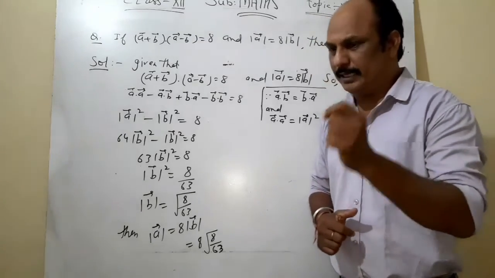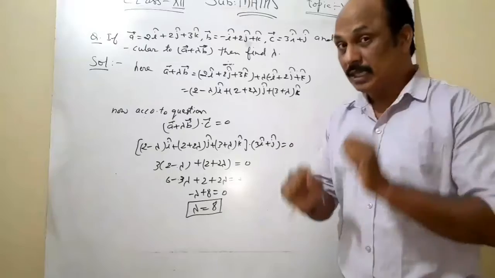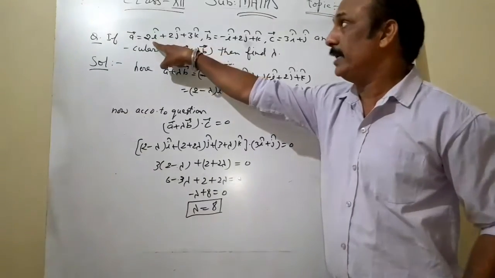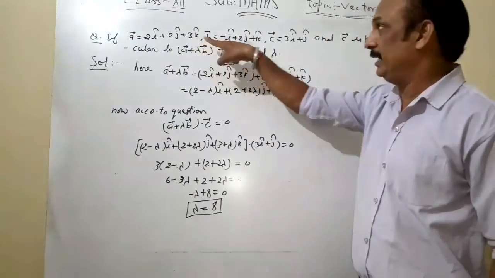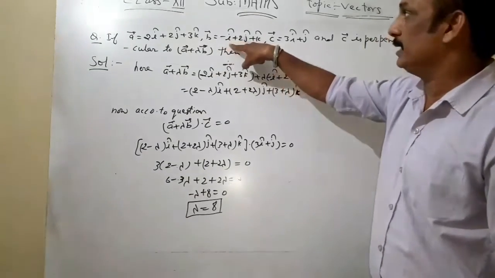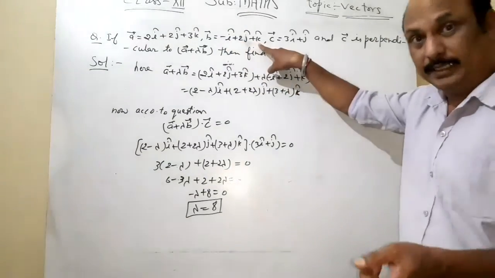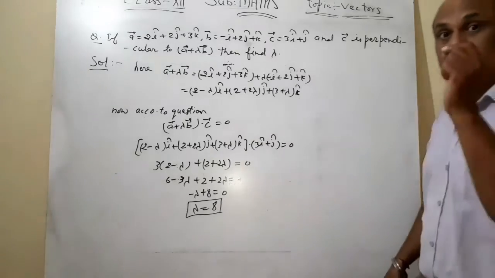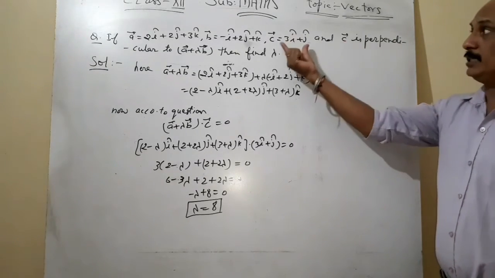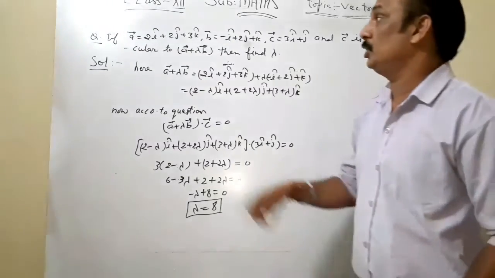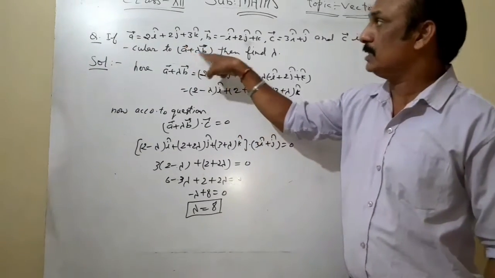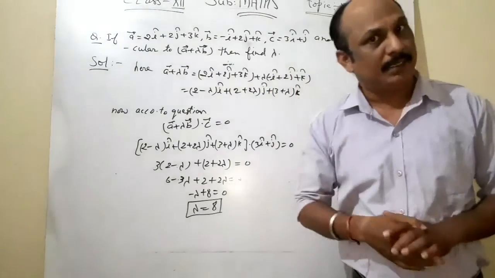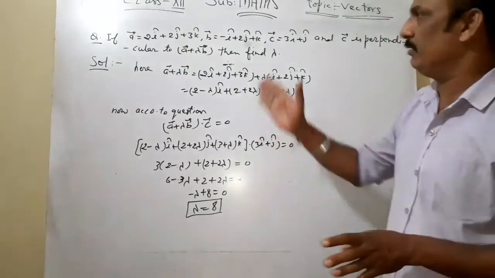Okay. Now I am taking another most important question. Our question is: if a given vector A is 2i cap plus 2j cap plus 3k cap, another vector B is minus i cap plus 2j cap plus k cap, and a third vector C is 3i cap plus j cap, and it is given that vector C is perpendicular to vector A plus lambda B, then we want to find the value of lambda. सिंपल सा क्वेश्चन है, ज्यादा टिपिकल नहीं है, बस लैंग्वेज में थोड़ा सा जो है अपने को लर्न रखना है.